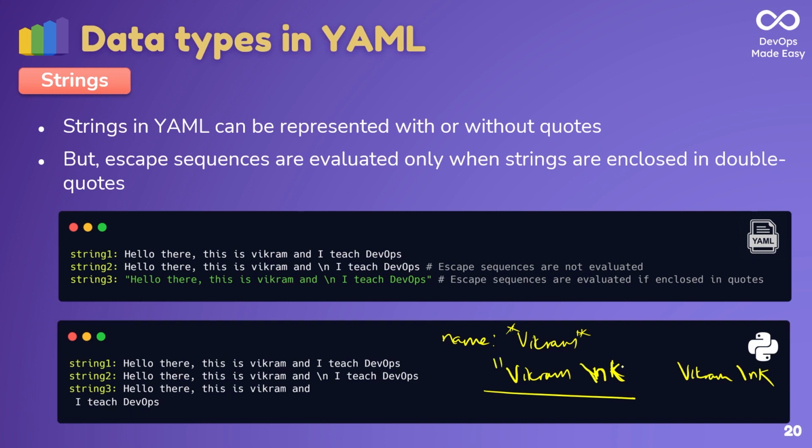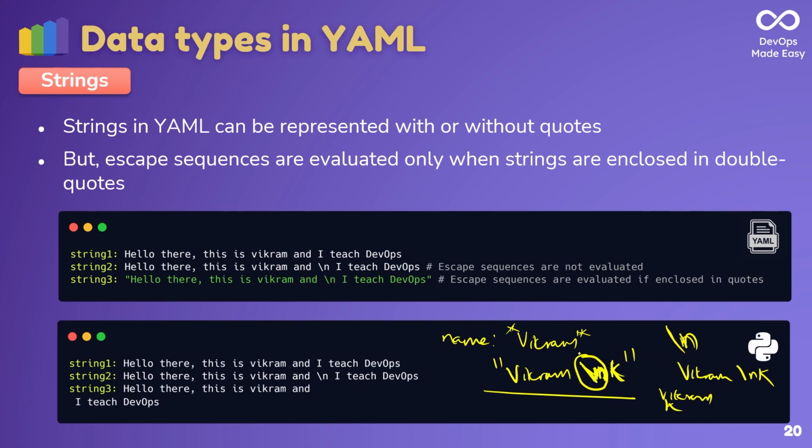If you put double quotes, this slash n will be evaluated as a new line character, and the output will become Vikram, and in the next line K. Without double quotes, slash n will be treated as individual characters: slash will be treated as a character and n will be treated as a character. They are not treated as escape sequences.